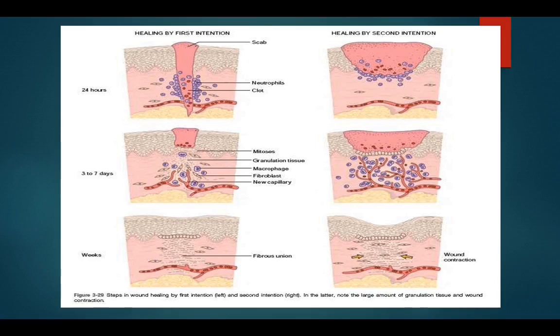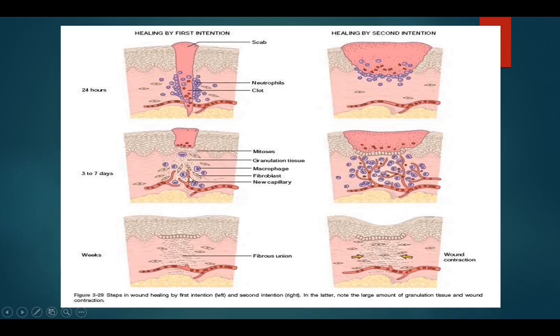In this image we can see the primary intention, or first intention, and this is the second intention. In the first, the area of damage is small, and in the second there is large damage to the tissue. So there will be more proliferation and there will be scar tissue formation.